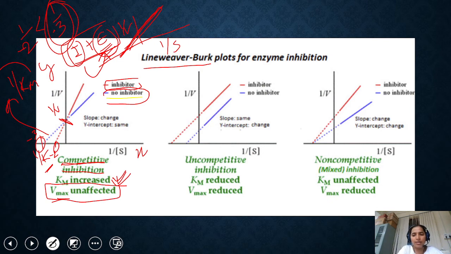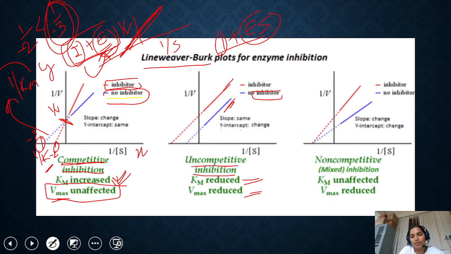Similarly for the uncompetitive reaction, it means the inhibitor I is reacting with ES. So what will happen in this case? Km is reduced and Vmax is reduced. This blue line is when there is no inhibitor and the red one is with the inhibitor. It will become a parallel line, but both things are reduced, the Km value and the Vmax.